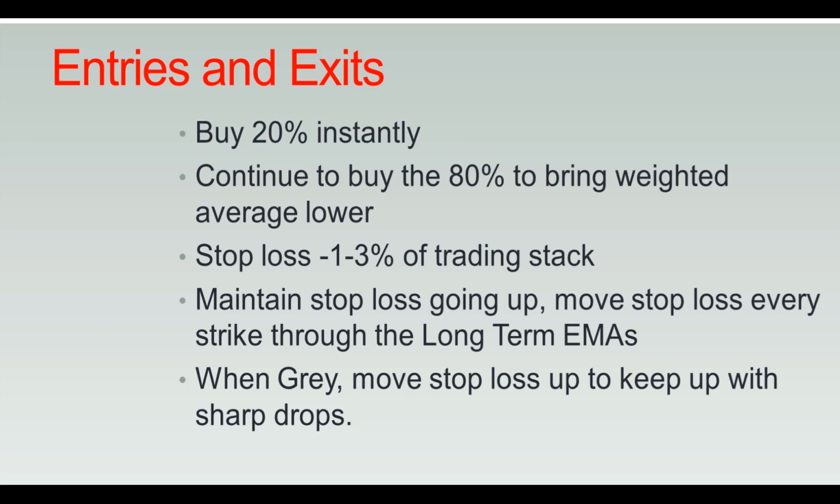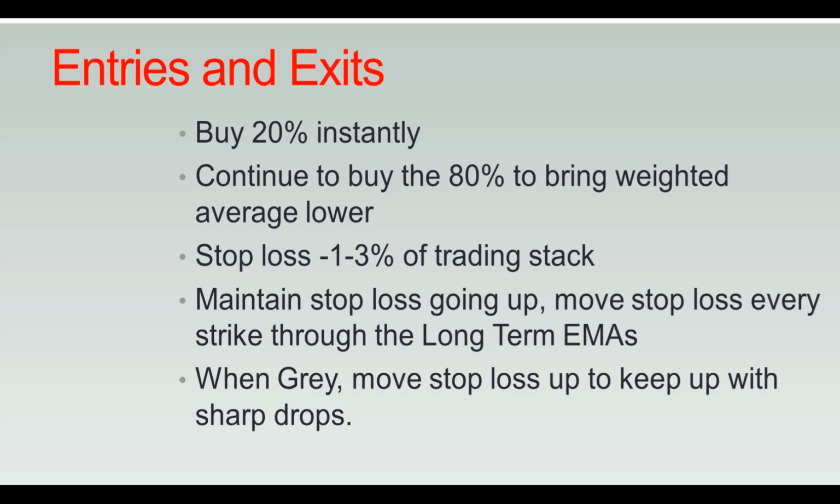And then you also have to worry about your stop loss because you don't want to risk too much, right? So it turns gray, you buy 20%. Let's say I have $10,000. I would buy $2,000 instantly because it can take off, right? You don't want to keep adding to your average to bring your weighted average up. You only want to bring your weighted average down.